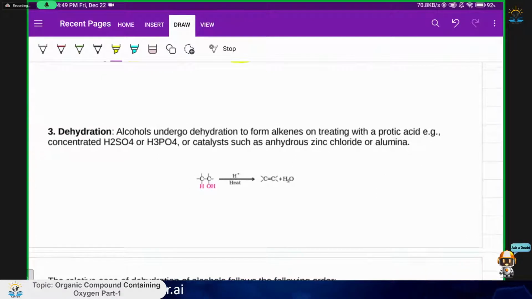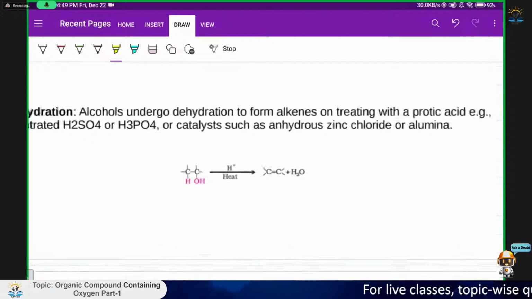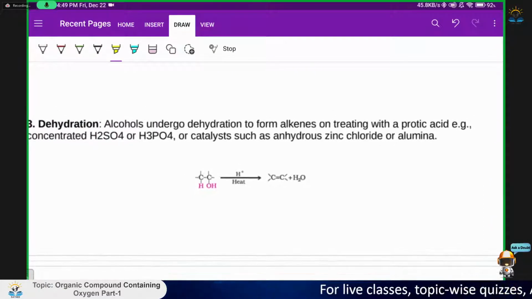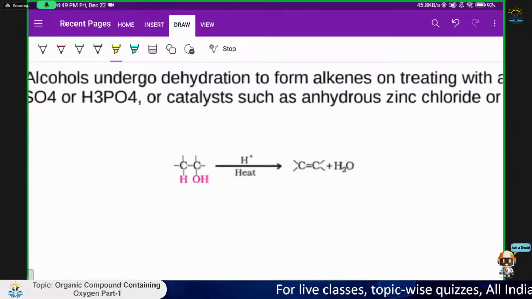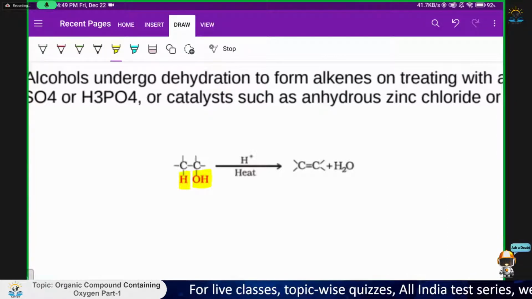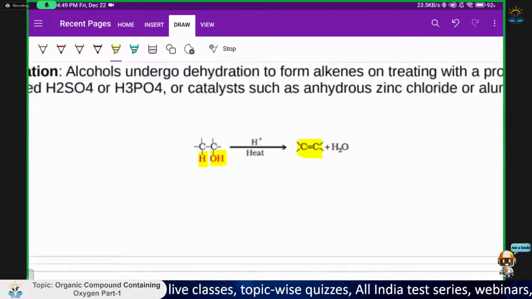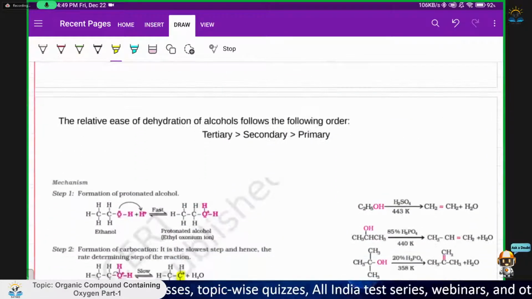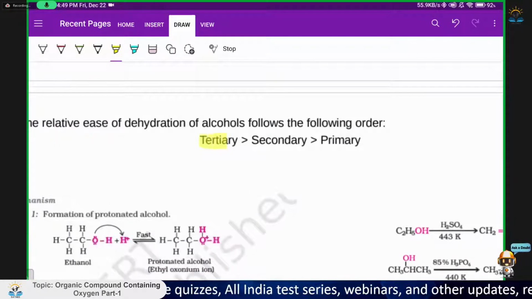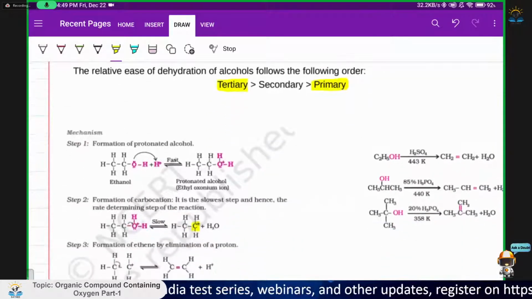Now dehydration reaction. Alcohols undergo dehydration to form what? Alkenes on reacting with a protic acid such as H2SO4 or H3PO4 or catalysts such as zinc chloride or aluminum oxide. So what happens? Dehydration happens. H and OH combine to form water and it escapes and we get an alkene. The relative ease of dehydration of alcohols follows the order: tertiary alcohols are easier to dehydrate and primary are the least reactive towards this reaction.